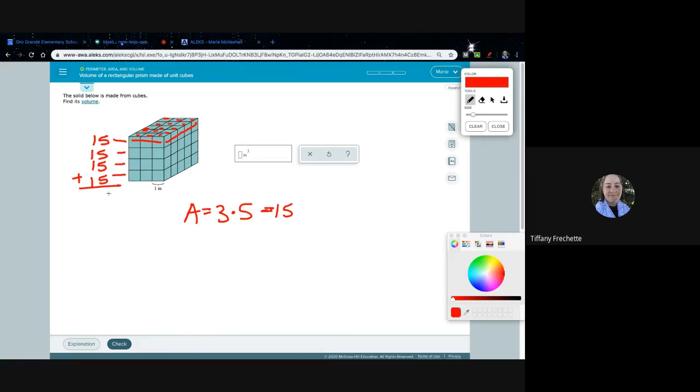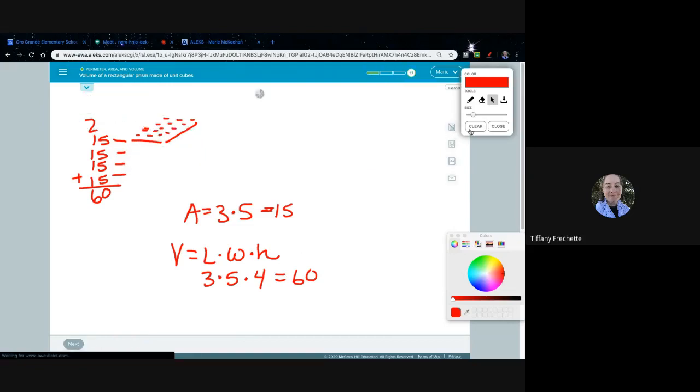I get 5, 10, 15, 20. And then I get 2, 3, 4, 5, 6. So altogether, I have 60 squares. Now again, if I take 15 times 4, I would get 60. So what this is building us up to is volume equals length times width times height. Because if I go 3 times 5 times 4, in this case, I would get my 60, which is exactly what we got here. So this is just building us up to learning length times width times height. All right, 60.